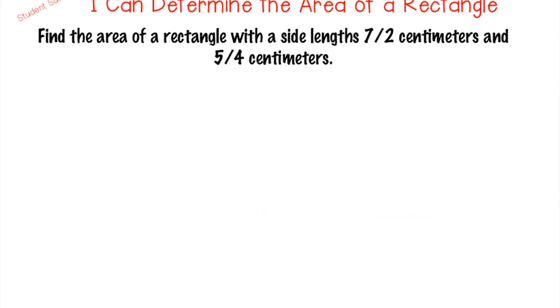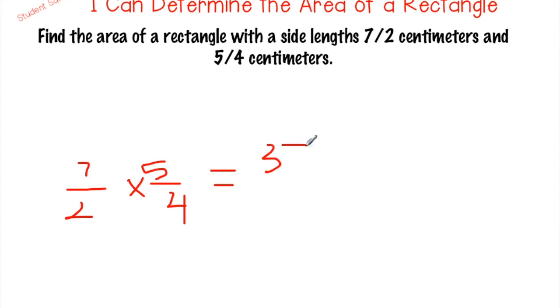I want you to try this last problem. Find the area of a rectangle with a side length of 7/2 centimeters and 5/4 centimeters. So what I did was set up an equation, 7/2 times 5/4. Oh, sorry, my handwriting is terrible. So then I have 7 times 5 is 35. And 4 times 2 is 8.